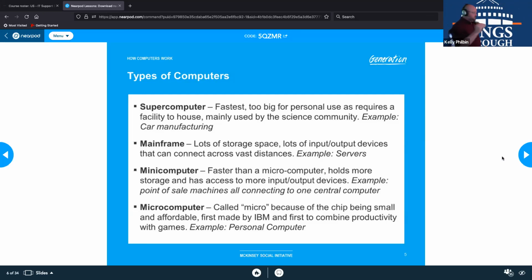Questions? So super, mainframe, mini, micro, going from the largest to the smallest being what we tend to use on a day-to-day basis.